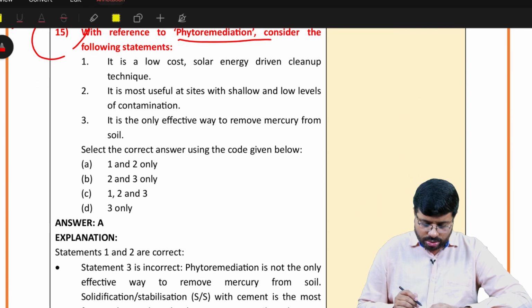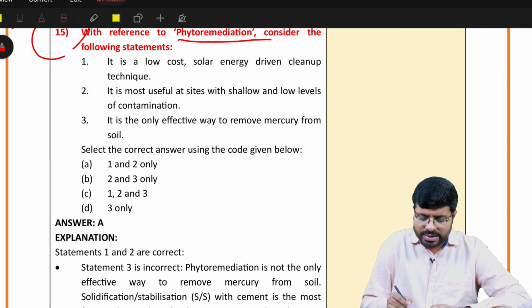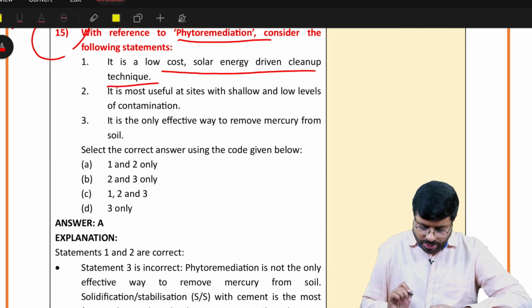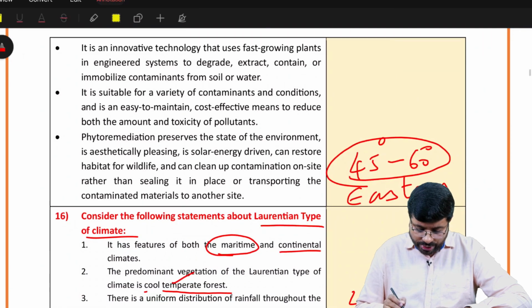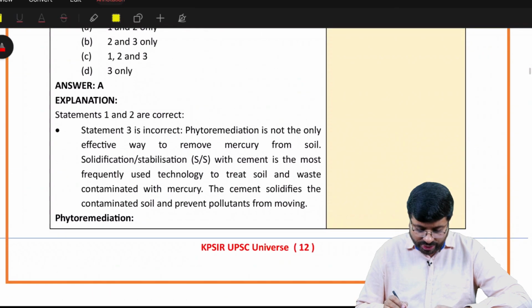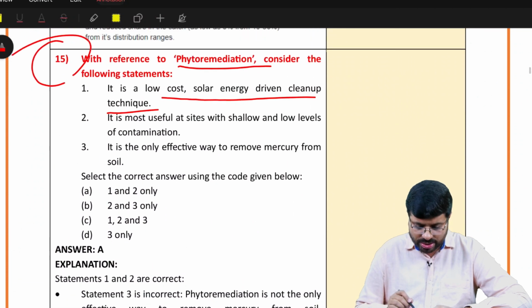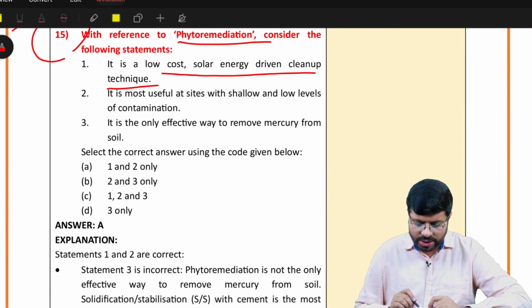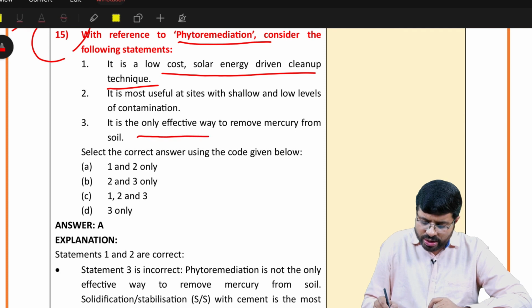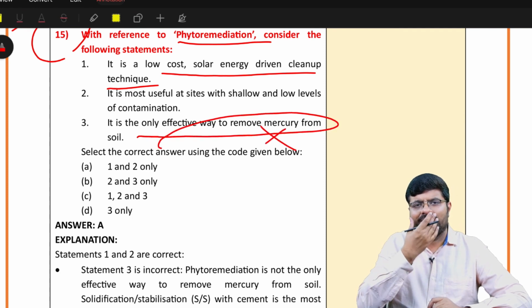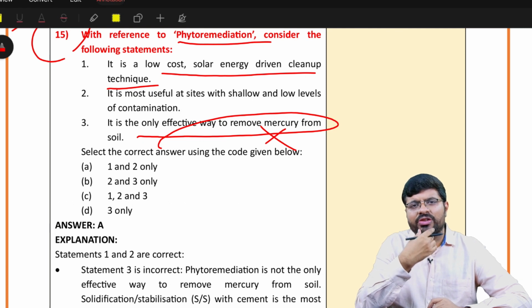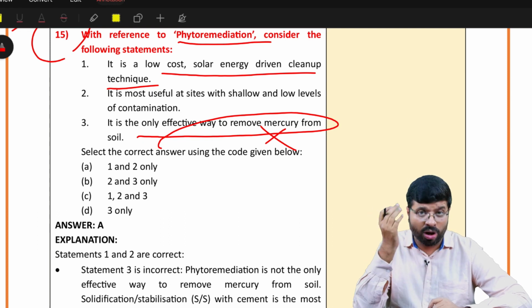Now, phytoremediation is a low cost, solar energy driven cleanup technique. What do you mean by that? Can you use solar energy for such things? Yes, you can. Is it the only effective way to remove mercury? Definitely not. For removal of mercury, do you think there is only phytoremediation? There will be other techniques as well. Common sense suggests that statement 3 is probably wrong.